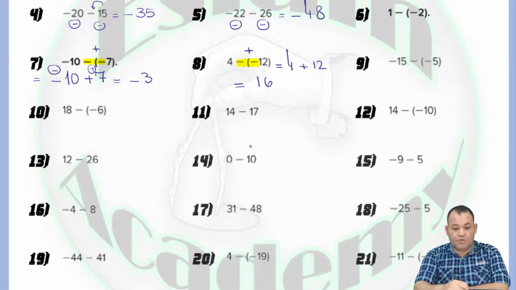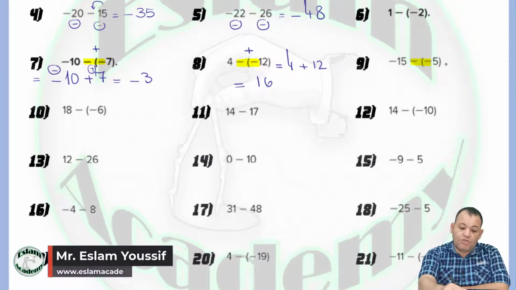Again for question number 9. Negative 15 minus negative 5. Because we have minus negative here, I will just remove them and replace it with plus.